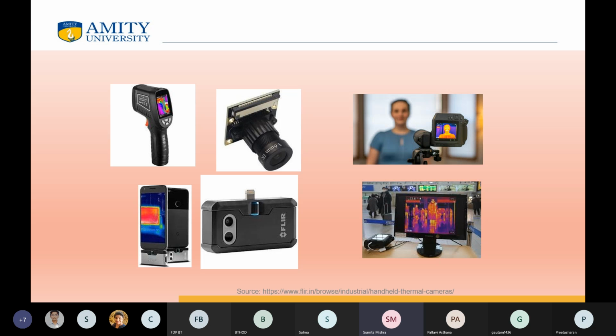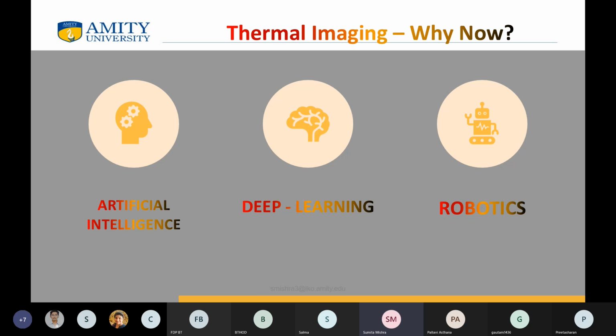The next thing we will see is why we have so much interest in thermal imaging these days. You may have seen that during the past decade, a lot of new research has come out in the field of thermal imaging. Why is it so? That is due to the amalgamation of three key technologies: artificial intelligence, deep learning, and robotics. When you have these novel technologies, they can improve the performance of thermal imaging systems. And when the performance is enhanced significantly, these technologies can be integrated for many novel thermal imaging applications.